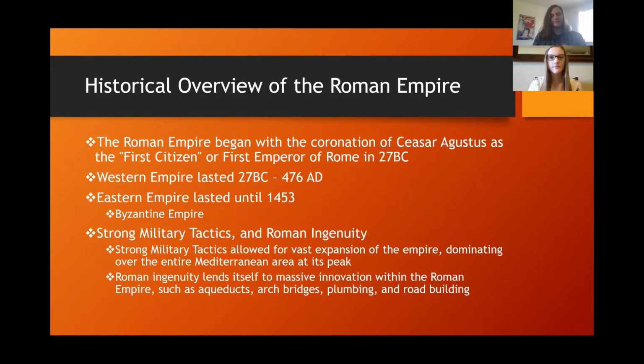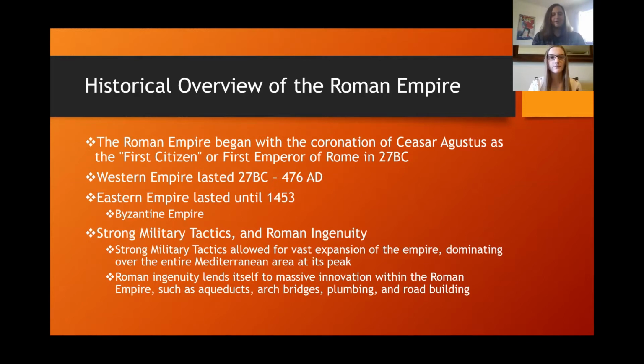The Western Empire, the area of the empire that had Rome as its capital, lasted over 500 years from 27 BC until 476 AD, after Rome became overrun with barbarians. However, before the fall of the Western Empire, the Roman Empire had split in the 300s AD. So there was a Western Roman Empire and an Eastern Roman Empire. The Eastern Roman Empire is commonly referred to as the Byzantine Empire, and that empire lasted almost 1,000 more years until the fall of Constantinople in 1453.